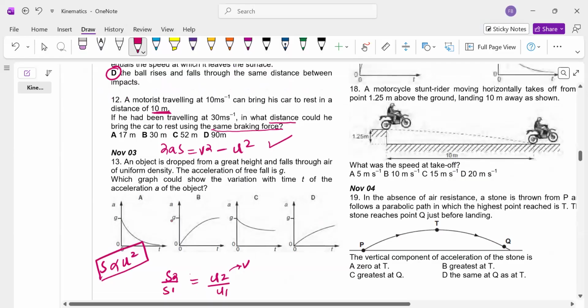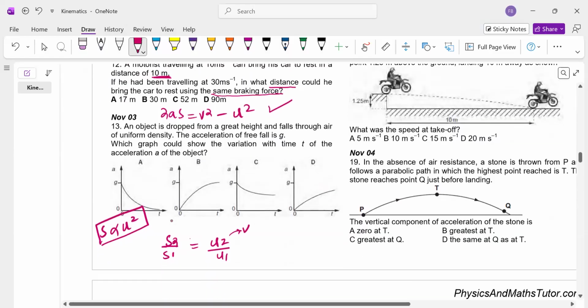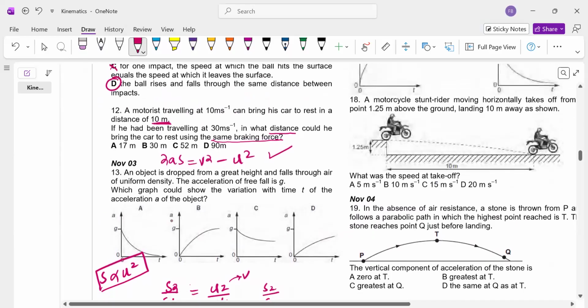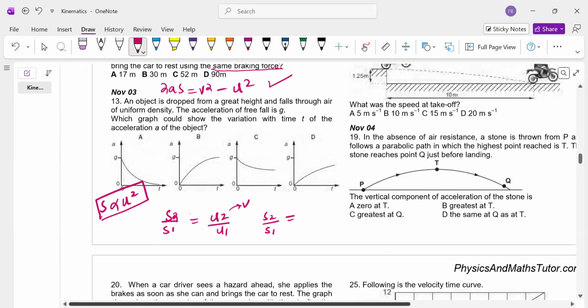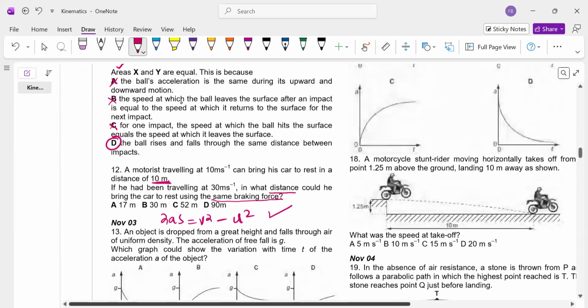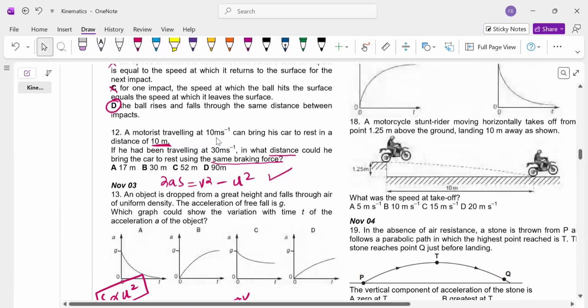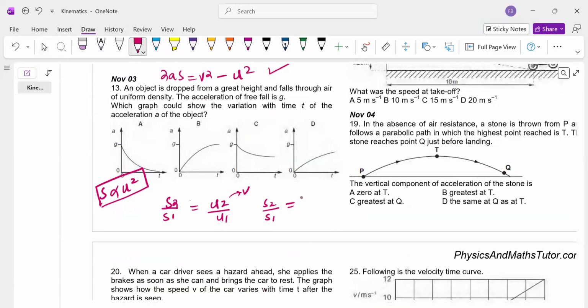When they have given you three values, now you just need to know the fourth one. If you know S1, you have to calculate S2. What is S1? S1 is 10. And U2 is what? That is 30. So 30 square over 10 square into 10. What will you get from this equation? Are you getting what I am doing?